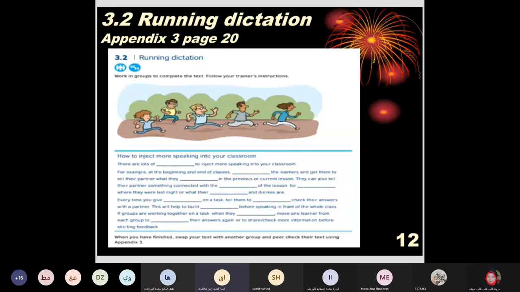After everyone finishes, pass out copies of the text. Students can check their work and do a follow-up activity.